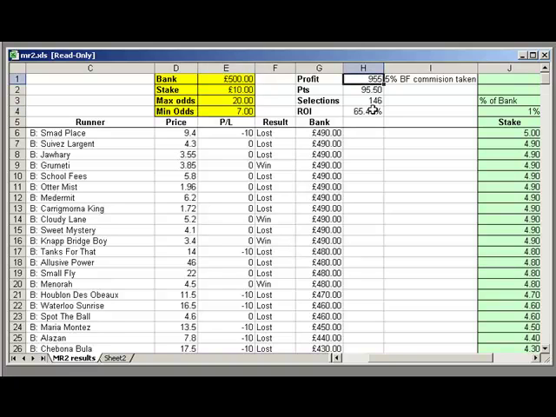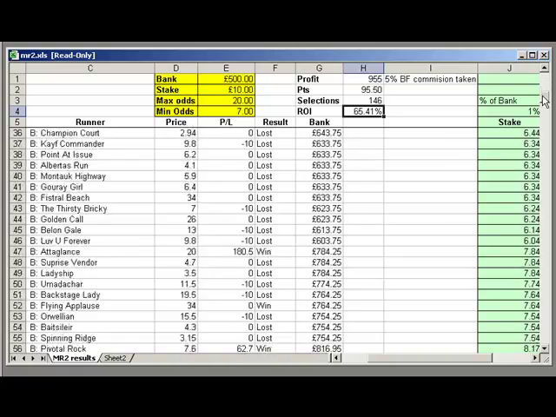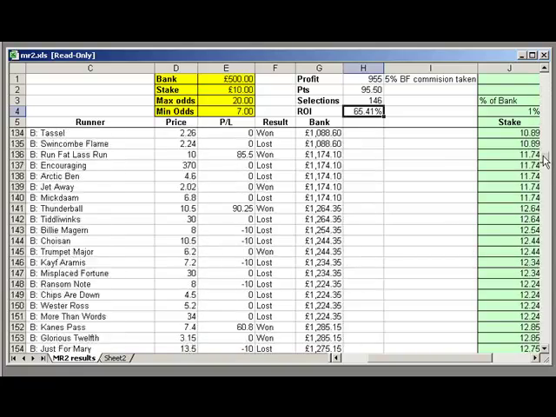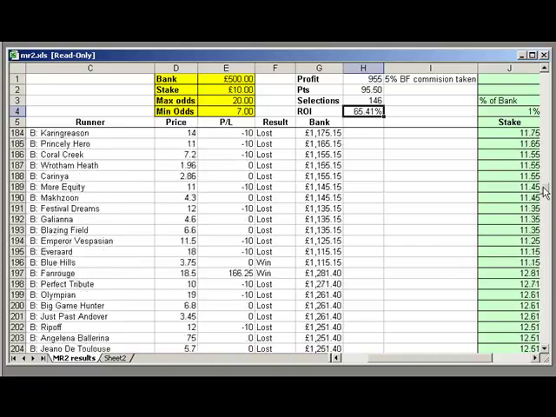Anyway, profit has gone up to actually 95.5, so that's 10 points up on the original that we had showing earlier. The selections have dropped again to 146, but the ROI, the return, is now 65 and nearly 0.5%. So it's pretty amazing. And the great thing about it now is that our losing days have actually shrunk as well. And we have them still. You're going to have them with any backing system.